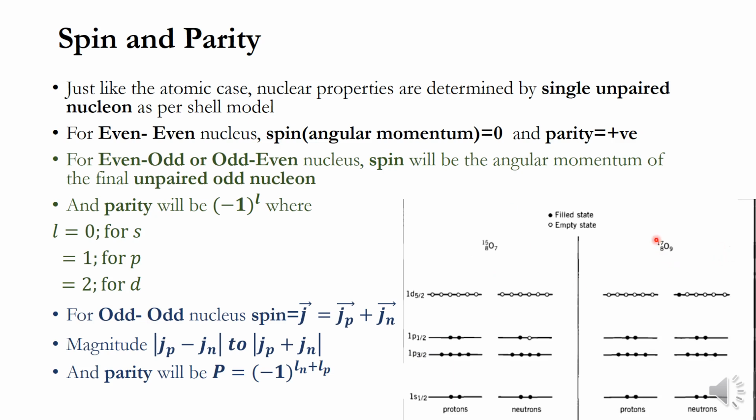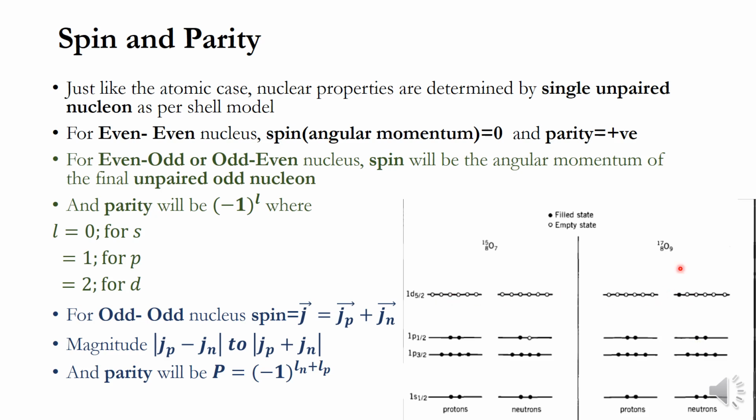And for the case of oxygen 17, the protons are just like oxygen 15, but the neutron configuration is like this: 1s1/2, then 1p3/2 accommodates 4, and 1p1/2 again 2 neutrons, and there remains again 1 neutron. That 1 neutron goes to 1d5/2. So this is the finally filled state.